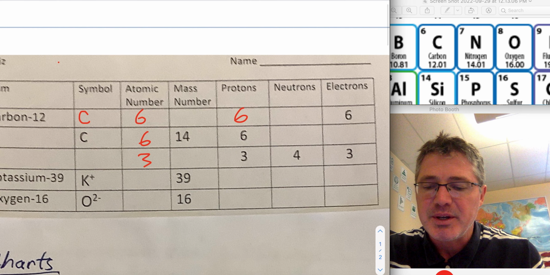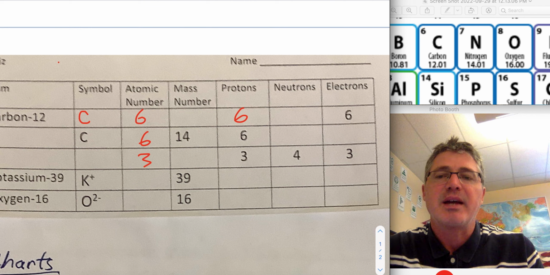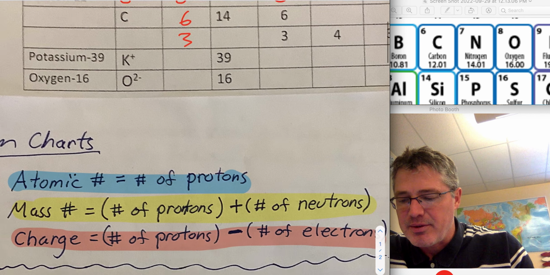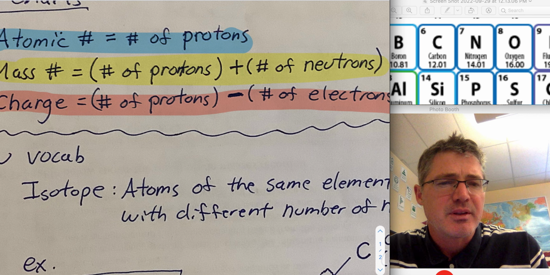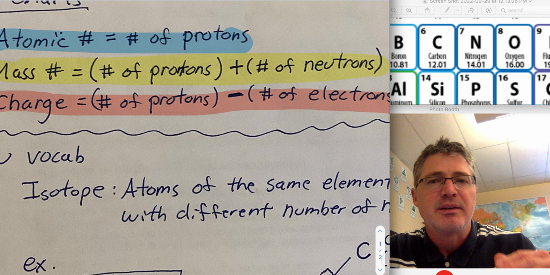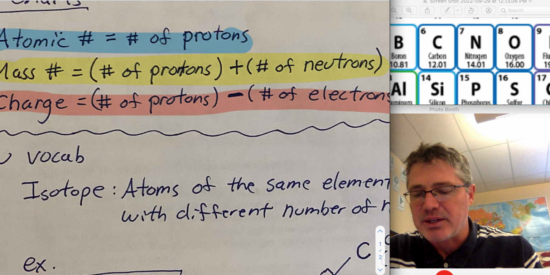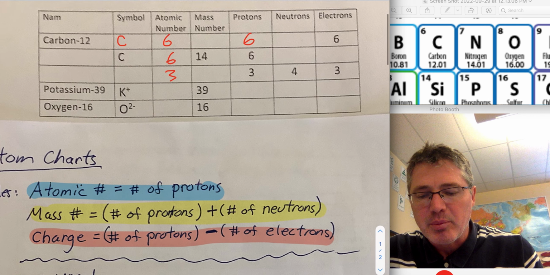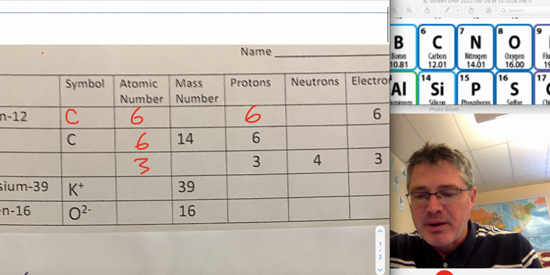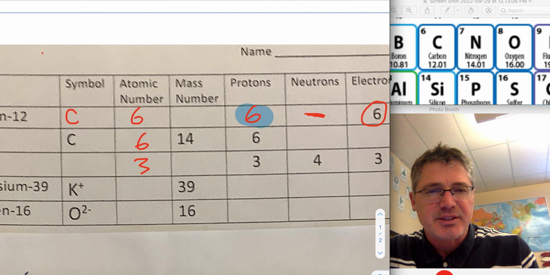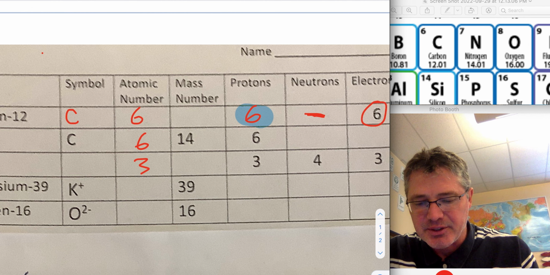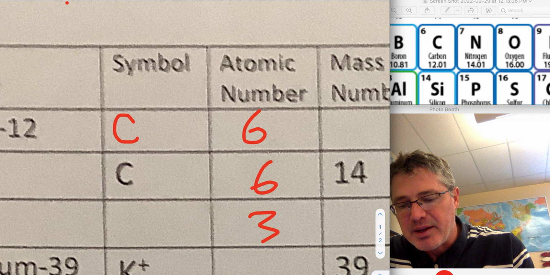Okay, we still have more information to fill in on this table, and so I want to now take a look at the third rule down below there. That's the red rule. It says that charge is equal to the number of protons, subtract from that number the number of electrons. So if we look at our number of protons, and we're going back to carbon here, what we're going to do is subtract the number of electrons from that number. So 6 take away 6 is equal to 0.